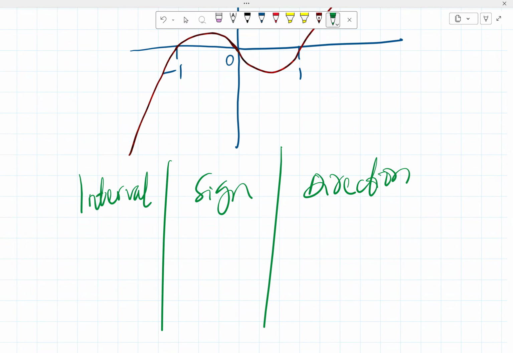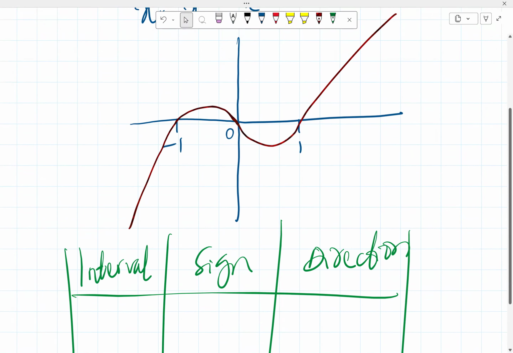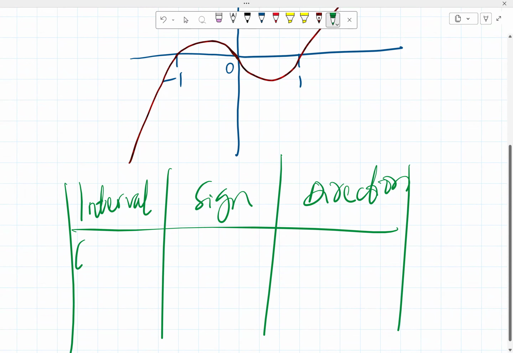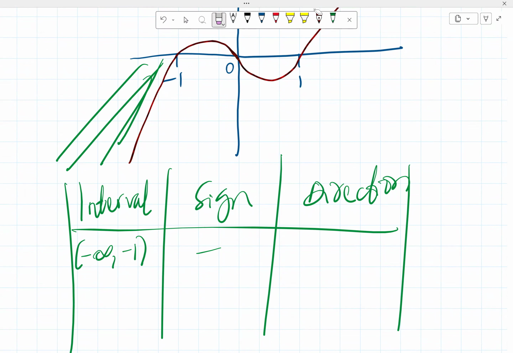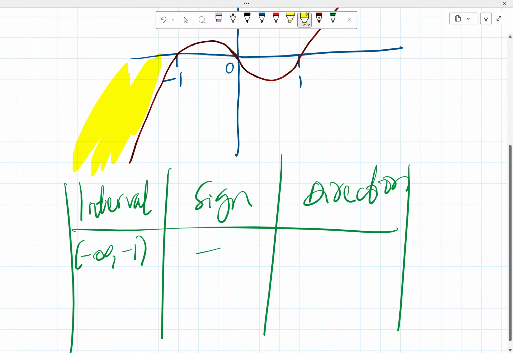Okay. So in this case, the first interval is from minus infinity to minus one. That means that the sign is negative because everything is down this way. So it's down here below the x-axis. So the sign is negative, and then the direction is going this way. So it means this is tending towards negative infinity like that.